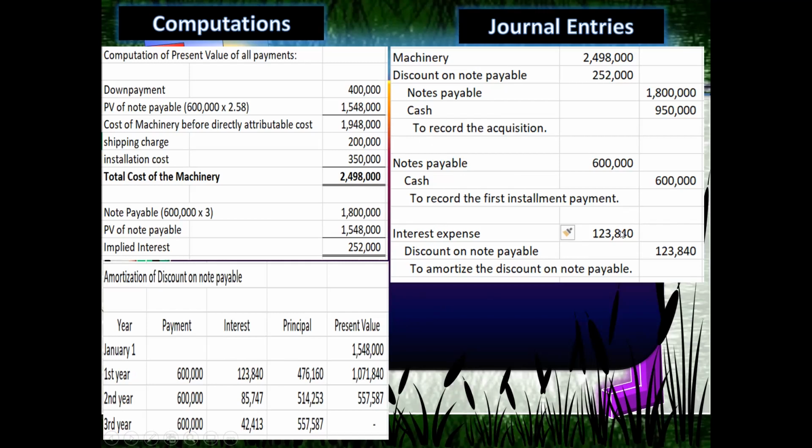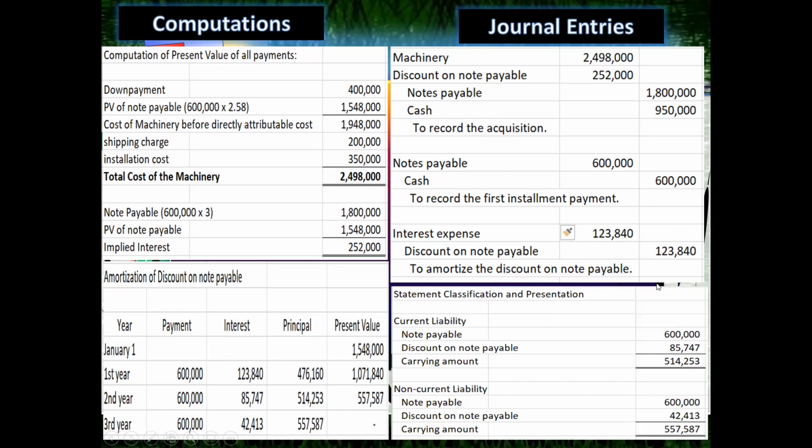123,840 pesos. Okay? Now, as to presentation, as to the classification and presentation on the face of our financial statements, so ito na yung magiging itsura niya, no? For the current liability, kasi di ba, usually this is at the end na of the first year. So pag end ng first year, ito yung makikita dapat na report. Current liability natin is yung mag-due na 600,000 by next year. And then we have to reduce that by our discount on note payable, no, applicable din for the second year.